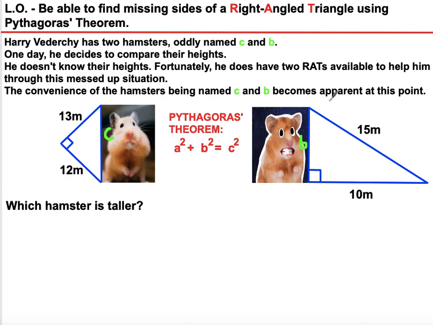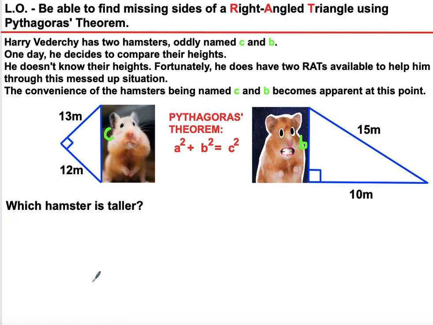Harry Verderci has two hamsters, oddly named C and B. One day he decides to compare their heights. He doesn't know their heights, but fortunately he does have two right-angled triangles available to help him through this messed up situation. The convenience of the hamsters being named C and B becomes apparent at this point.